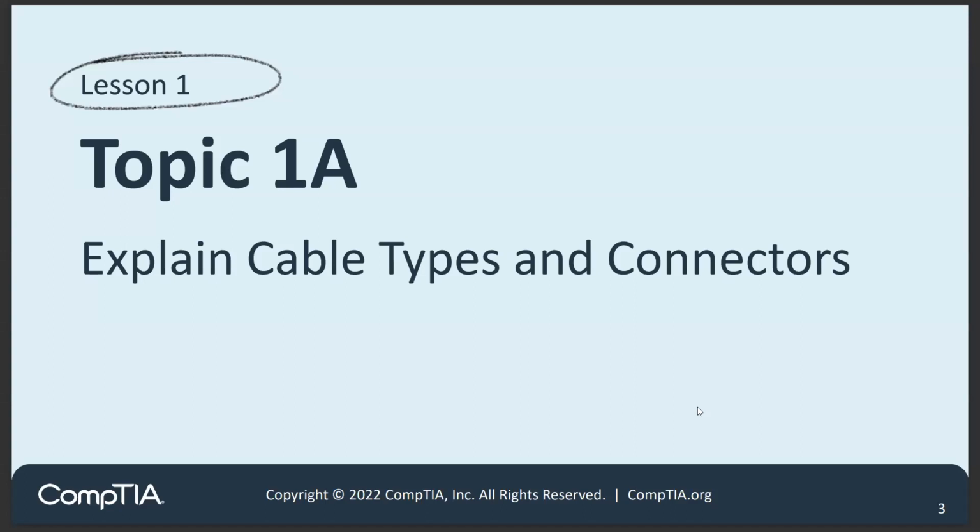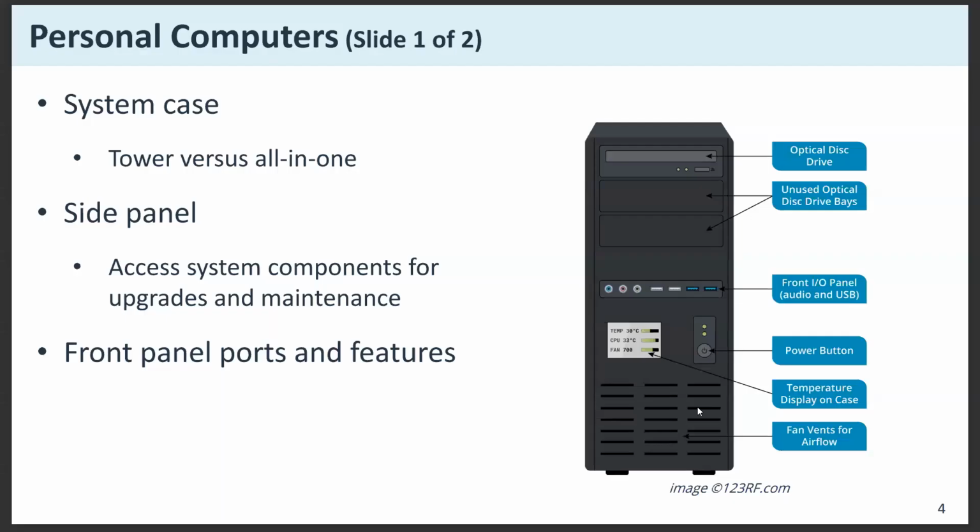So the first part is divided into three topics. The first topic is going to be explain cable types and connectors. And here they show us the front part of a system case. In the lecture, they told us about the difference between the tower, which is the one that we have on screen, and others that are basically one piece of equipment that goes directly to the internet and to the power. The all-in-one version normally is like a big base monitor that has pretty much all the connectivity that you need there.